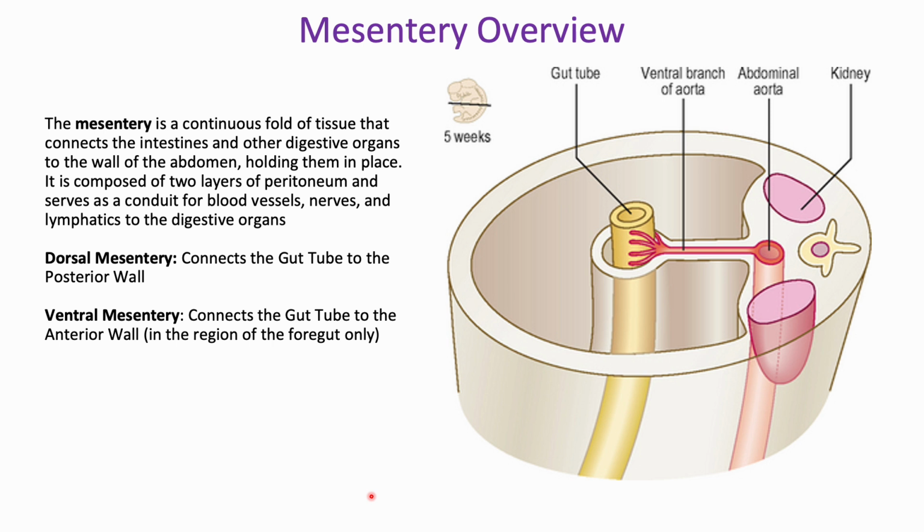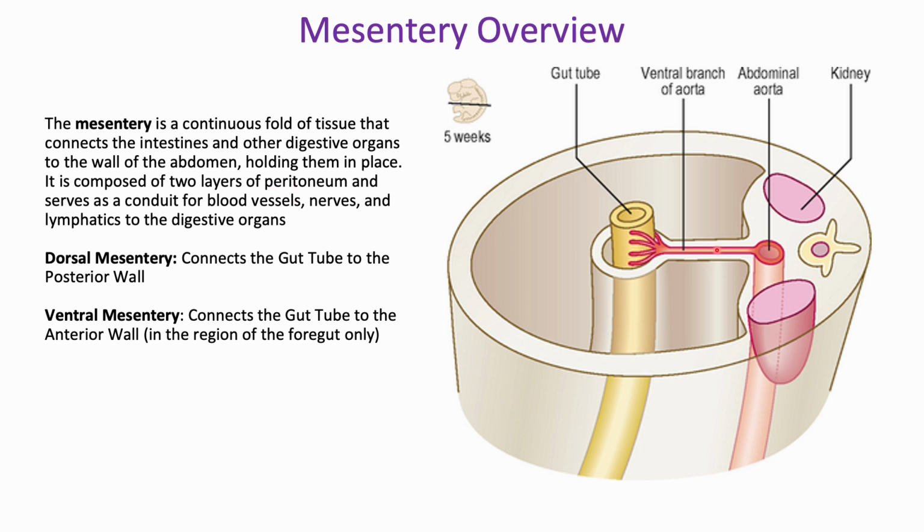Okay. Really quickly, now that we've formed our gut tube, so again, a single tube that's going from the oral cavity running down, so it's centered in the middle of the developing embryo. This gut tube we don't want to have floating around in our abdomen, so we're going to anchor this down to our posterior abdominal wall as well as our anterior abdominal wall, and we're going to do that through the mesentery. So the mesentery is a continuous fold of tissue that connects the intestines and other digestive organs to the abdominal wall, keeping them in place, composed of two layers of the peritoneum that are folded over on one another.